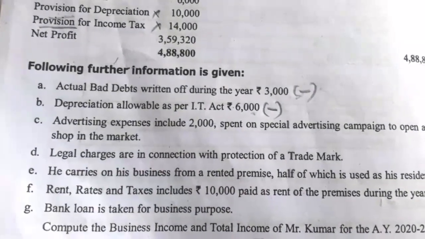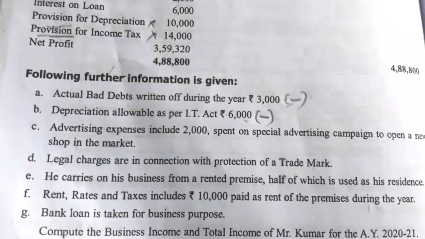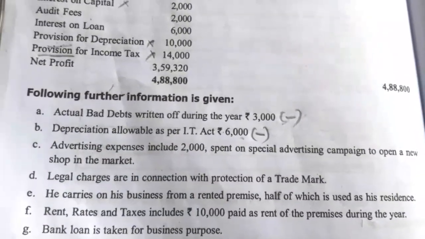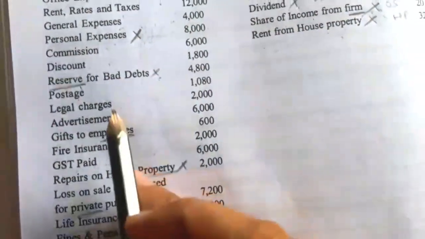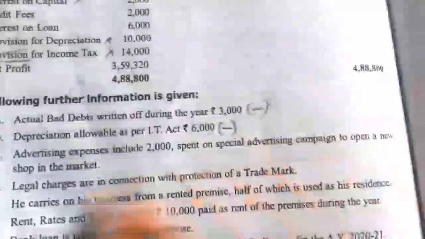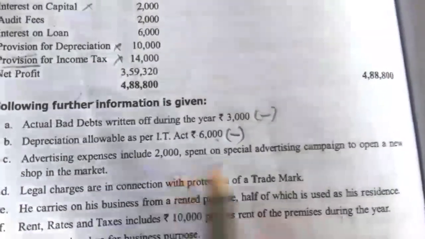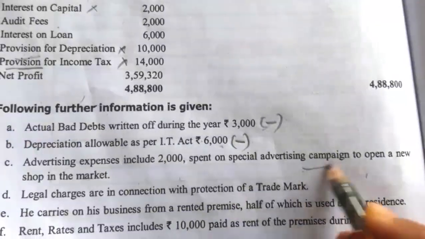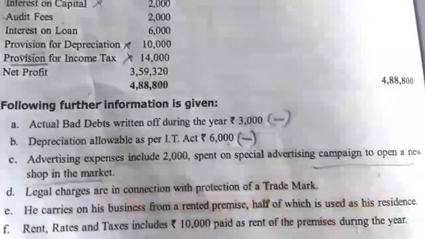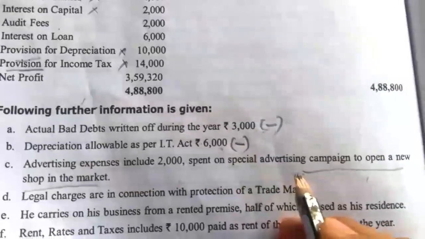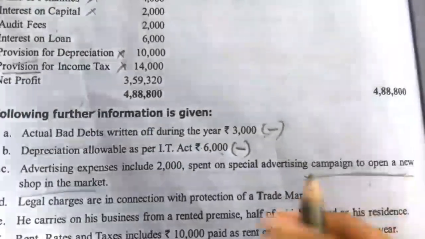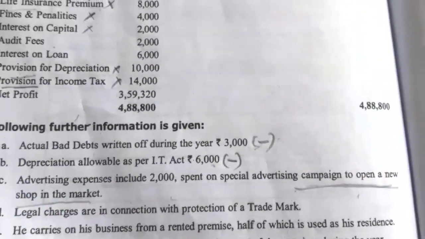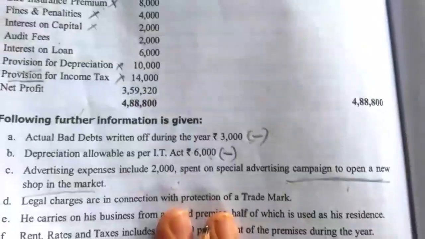Next, advertising expenses include 2000 spent on a special advertising campaign to open a new shop in the market. In this advertising expense, 6000 is given. In this 6000, 2000 is spent for the special advertising campaign to open a new shop in the market. So this is an allowable advertisement expense. Advertisement incurred on a special advertising campaign to open a new shop in a market is allowable. So this allowable expense is already recorded here, so no effect for this.